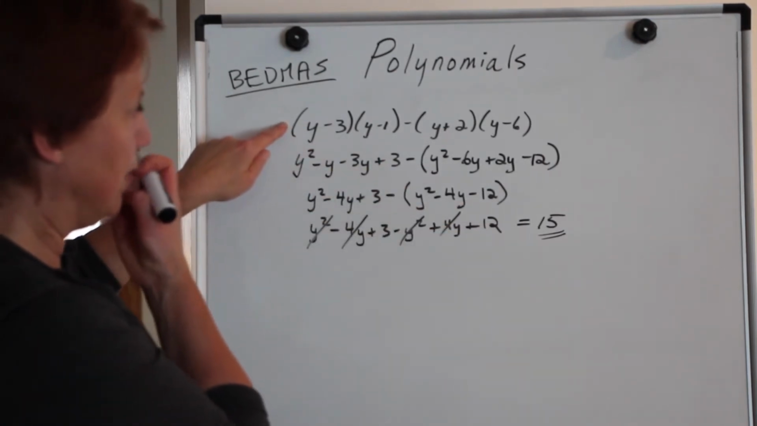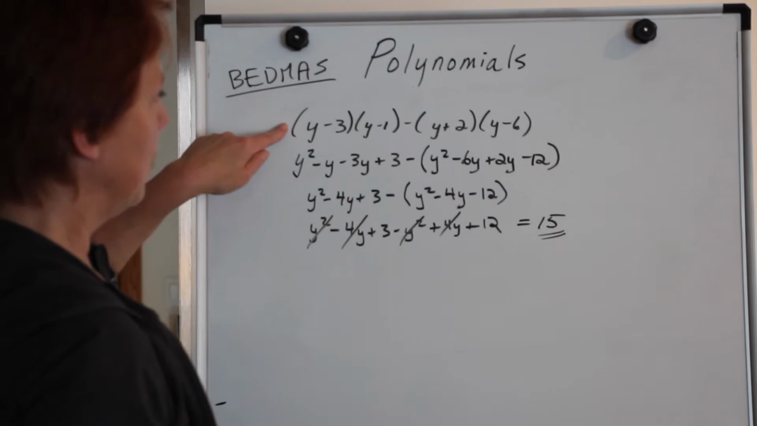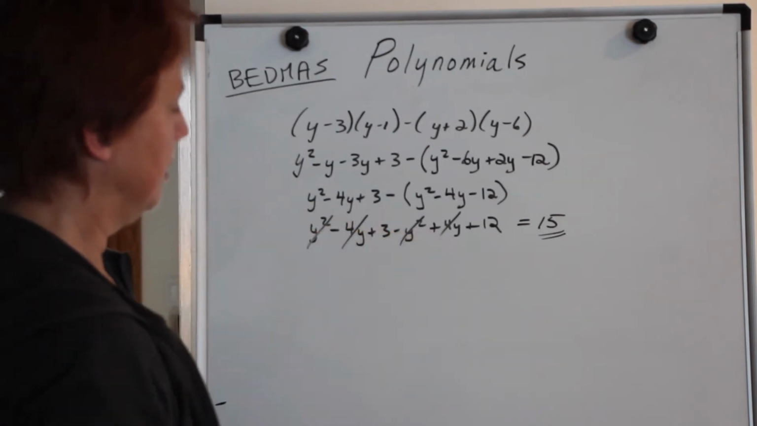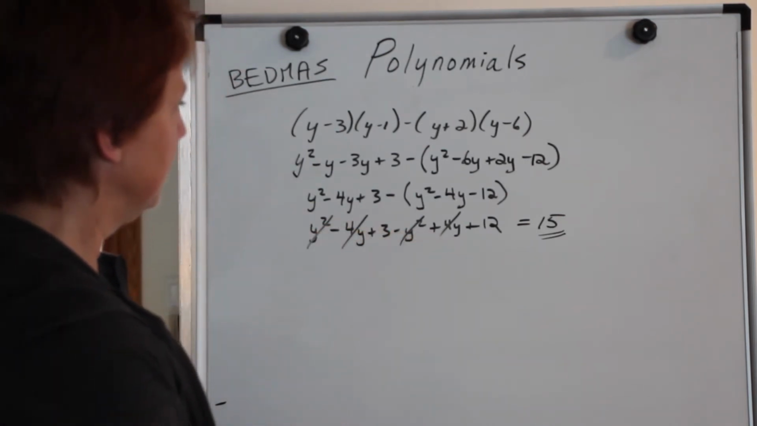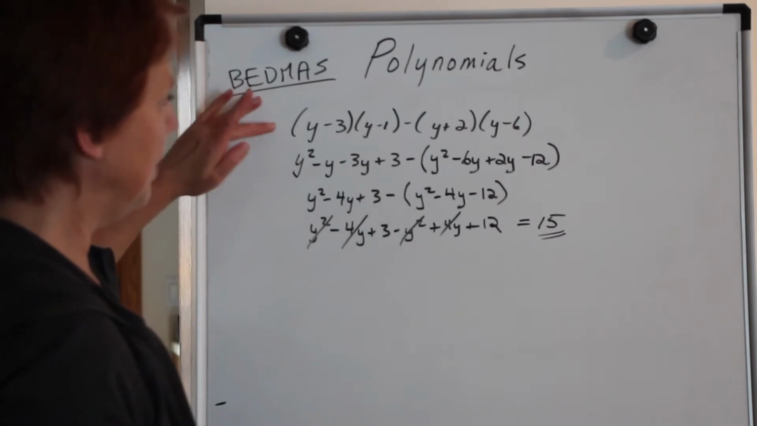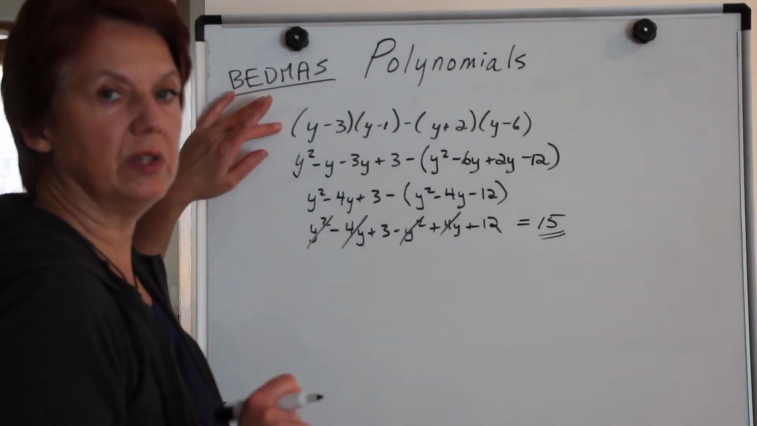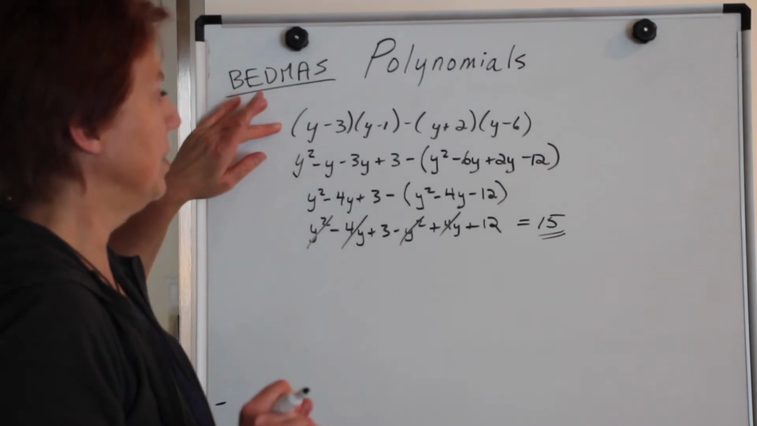And you might say, well, how is that even possible? Well, the y's go away. All the variables are gone. And what it really means is, if you put any value for y in here, it would always equal 15. Always, always, always. Okay?